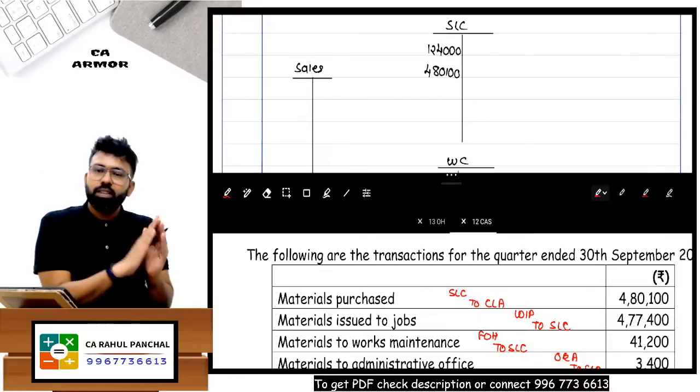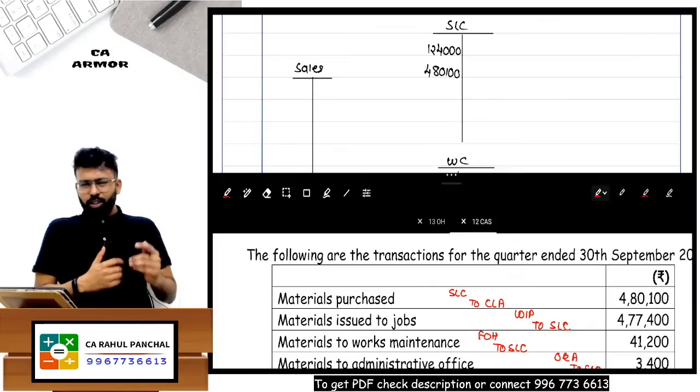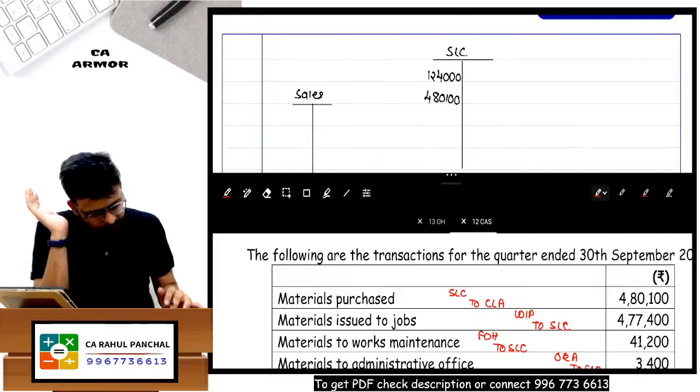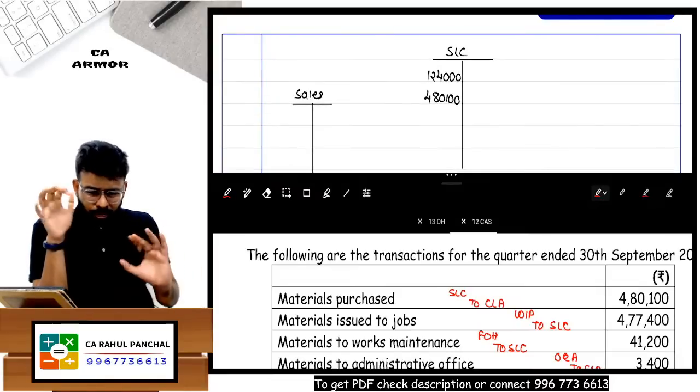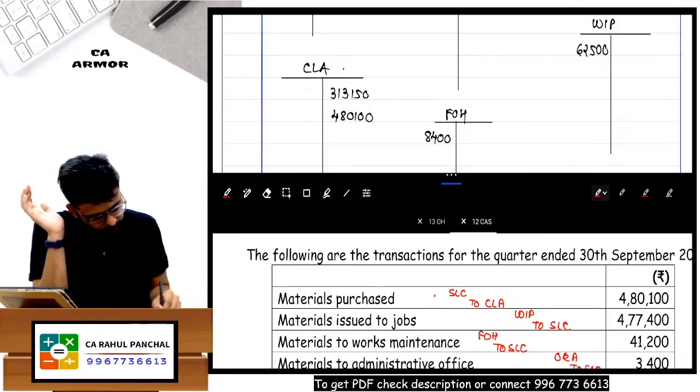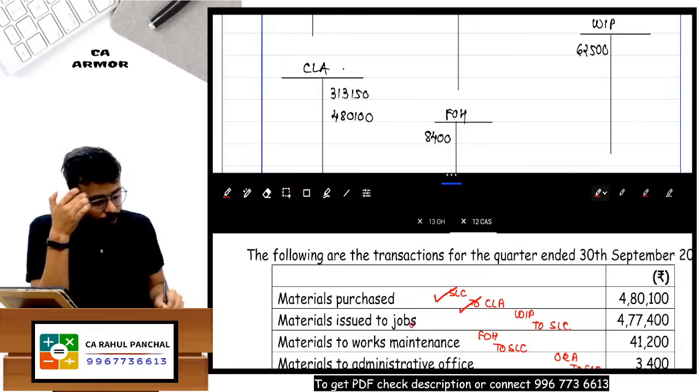Then we will have just entries only. Only one equation you are solving in rough. And then this account, please write with me in rough if possible for you. Then on the CLA account credit side you will write down this 480,100. So both the effects are given. Now material issued to job.